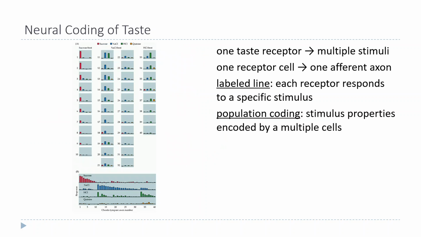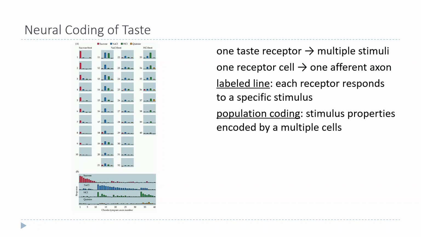So instead of a labeled line, what happens in all the sensory systems, including taste, is you have what's called population coding. Instead of each stimulus being encoded by a single type of receptor or a single type of axon, any given stimulus can activate a number of different receptors, sometimes a small number, sometimes a large number. Any given cell can be activated by more than one stimulus. But generally, each stimulus always activates a specific population of neurons.